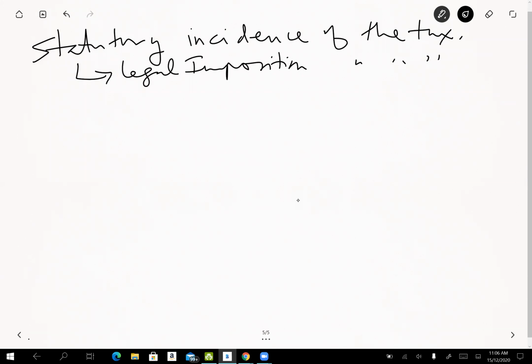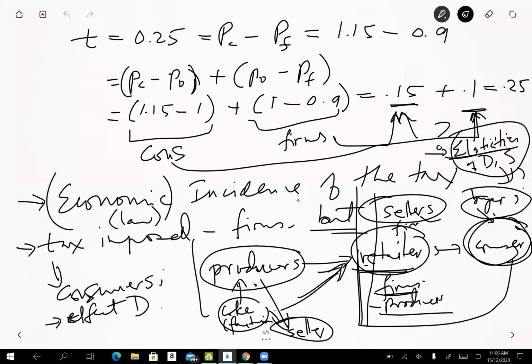And then you have the economic incidence. The economic incidence is the reality, the real life burden of the tax. Do you understand? Now look at the example that we are discussing. The statutory incidence: who bears the burden? Who bears the legal incidence of the tax? Which party bears the burden of the tax legally?